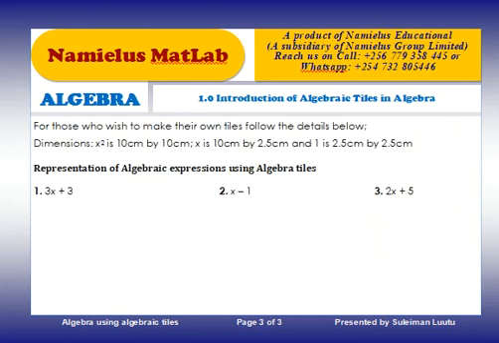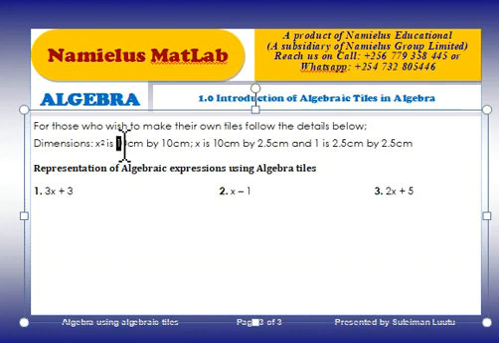For those who wish to make their own tiles, follow the details below. So this is in terms of dimensions, whether you have cardboard, wood, or paper. These are the dimensions we are taking. For x squared, we are taking the sides to be 10 by 10 centimeters. That is what we will use.